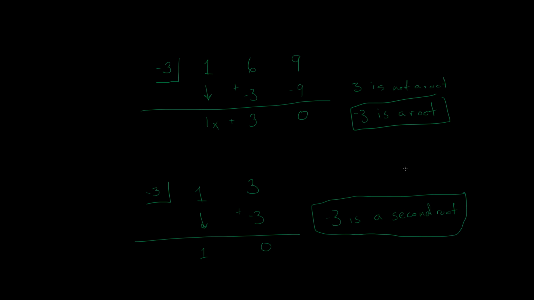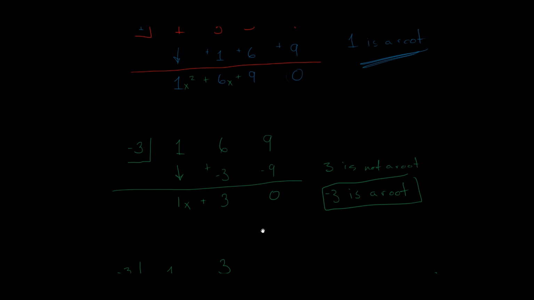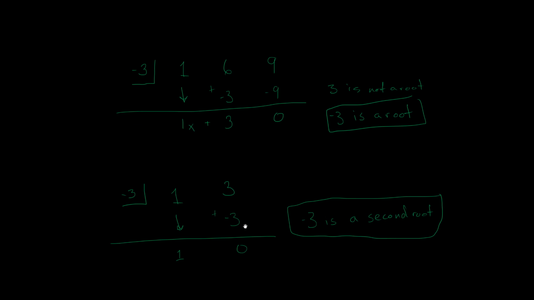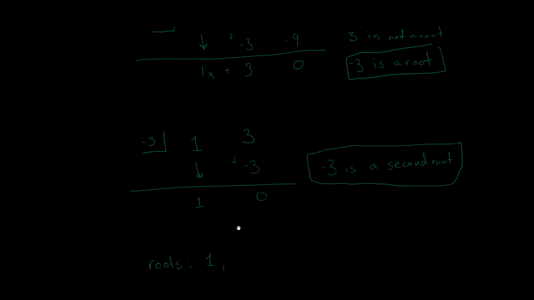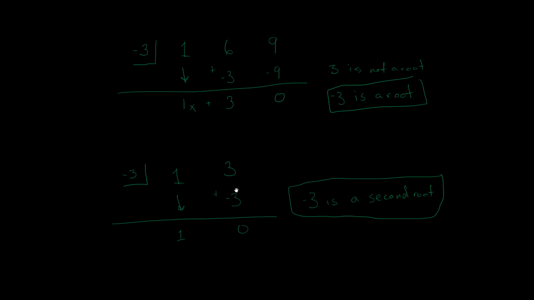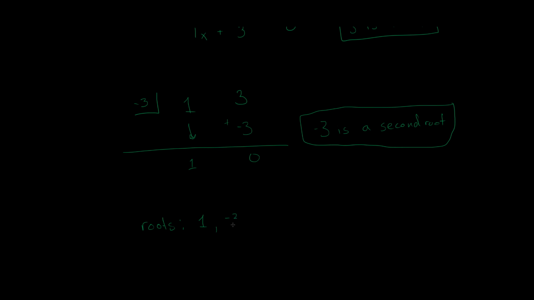So ultimately, what did we find? We found that 1 is a root, negative 3 is a root, and negative 3 is a root again. So our roots are positive 1 and negative 3.